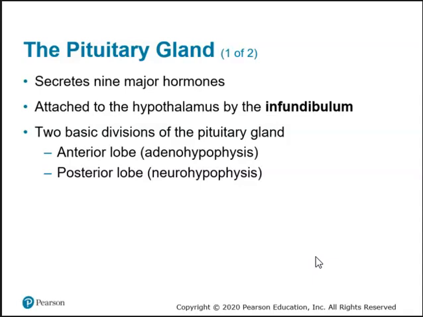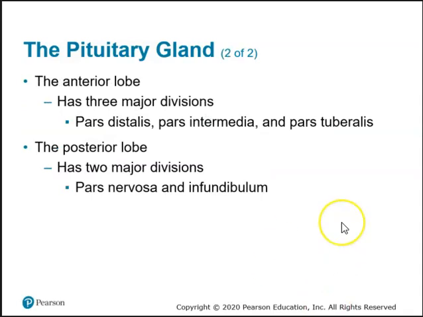And there are 2 basic divisions of the pituitary gland. You have the anterior lobe and the posterior lobe. The anterior lobe is also known as the adenohypophysis, and the posterior lobe is known as the neurohypophysis. The anterior lobe has three major divisions: the pars distalis, the pars intermedia, and pars tuberalis. Whereas the posterior lobe has two major divisions, the pars nervosa and infundibulum.